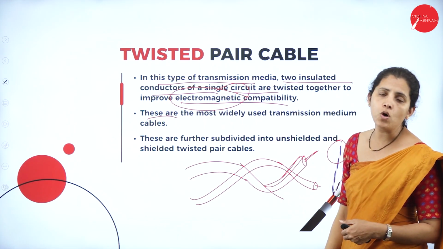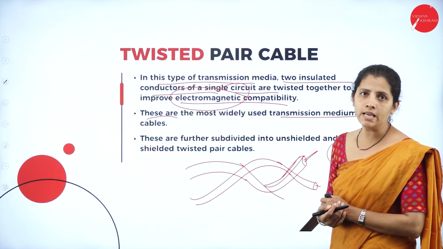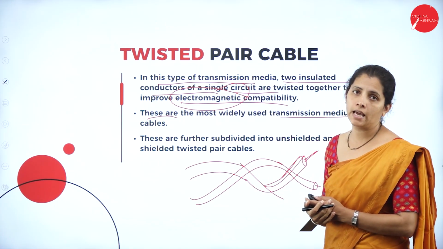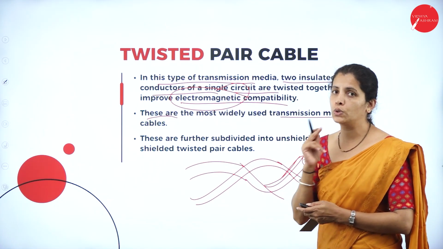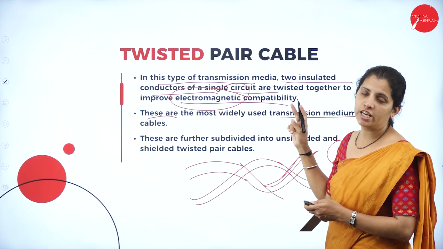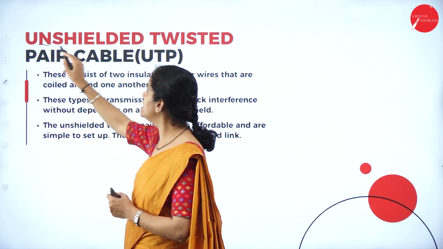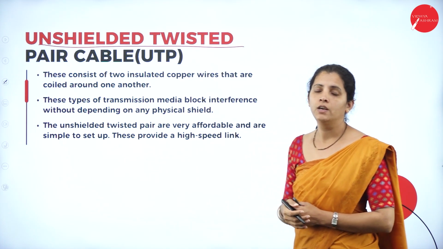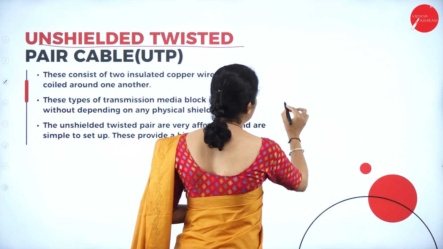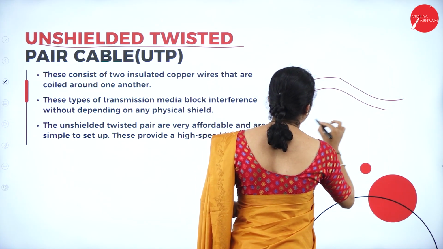These are the most widely and commonly used transmission media, and this guided media, that is the twisted pair cable, is further categorized into two types: shielded twisted pair and unshielded twisted pair. Now dear student, I am going to talk about the unshielded twisted pair cable. So what is unshielded twisted pair cable? Let me draw the twisted pair cable first.